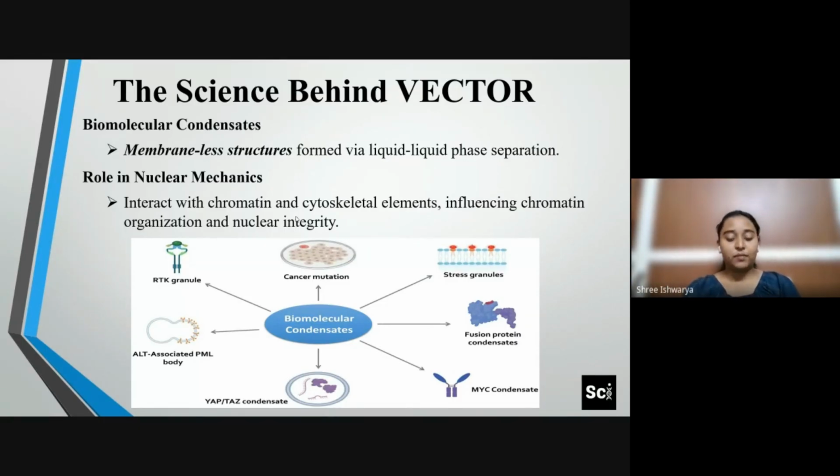We can see examples of biomolecular condensates here. For example, we have MYC condensate, this is an antibody condensate, and a fusion protein condensate. This is an example of two proteins combined together to form a condensate. Whereas in VECTOR, we're going to deal with nucleolus-associated condensates, because these condensates are present inside your nucleus and alter the organization of your genome.